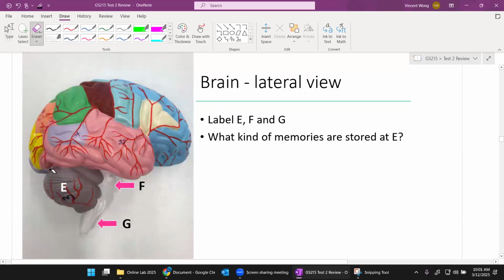Label E. E is cerebellum once again. F is the pons and medulla oblongata. What kind of memory is stored in E? Skill memory. If I give you a list of items and ask what is stored in the cerebellum, you have to know. It's all the stuff that deals with motor, typing on the keyboard, shooting a ball, that kind of stuff.